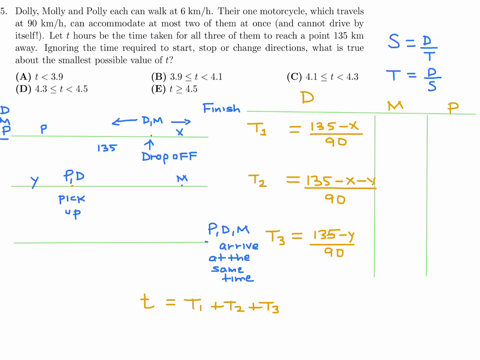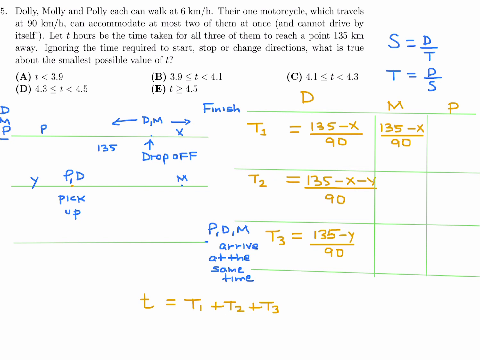So in the very same way, let's look at Molly. What is her story? Well, Molly initially was on a motorbike until the drop-off point, so that's going to be (135 minus x) over 90. Now let's talk about T2 for Molly. Interestingly, for Molly, T2 and T3 are sort of the same because that whole time she's just walking.